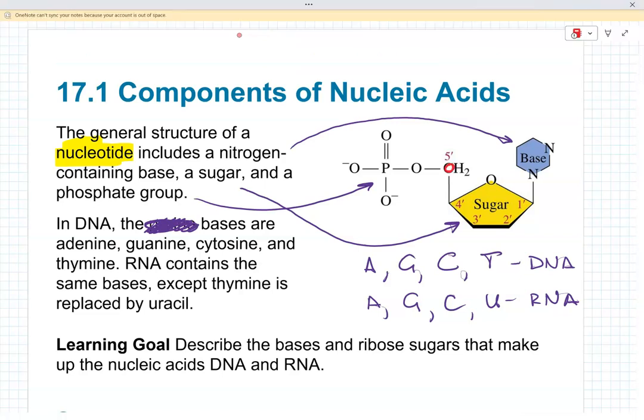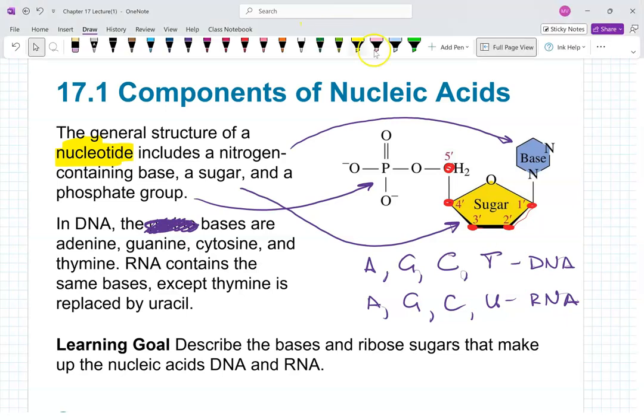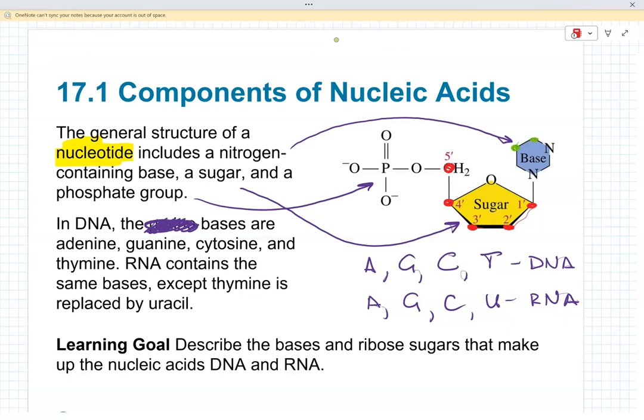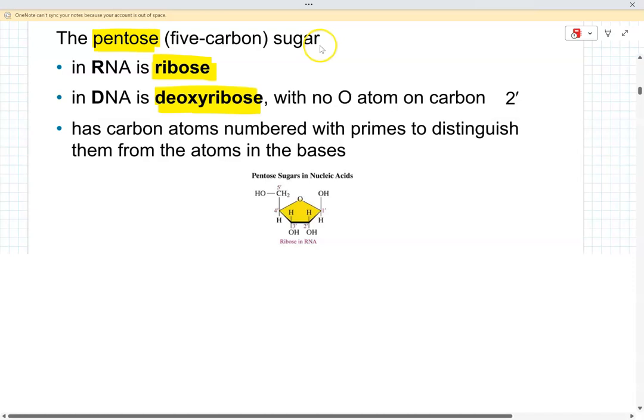So these are carbons in the sugar, right? While these are carbons in a nitrogenous base. So the carbons and nitrogens in the nitrogenous base have numbers 1, 2, 3, 4, 5, and 6. The carbons in the sugar have numbers 1 prime, 2 prime, 3 prime, 4 prime, 5 prime. So we can distinguish them, the carbons, I mean. Is that clear? Let's go back to this one.